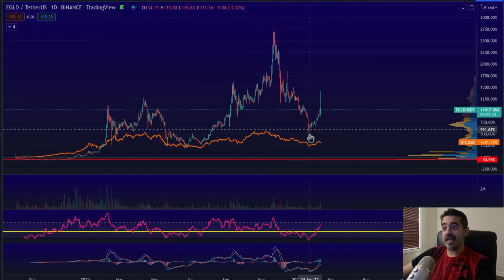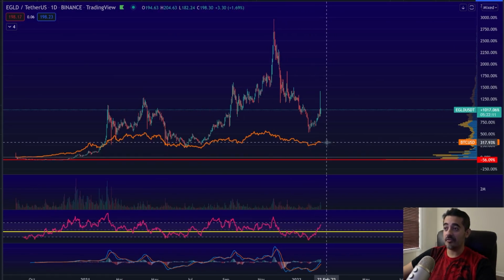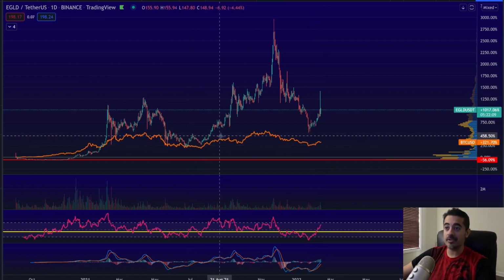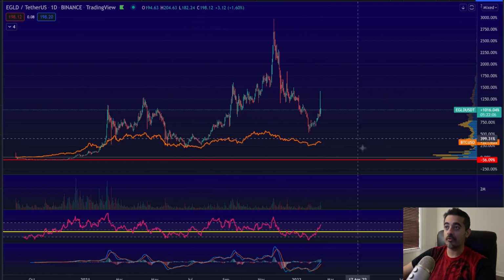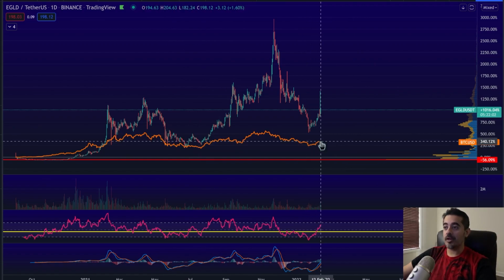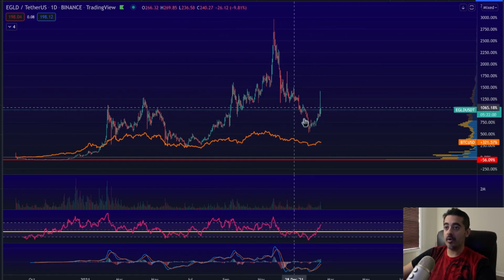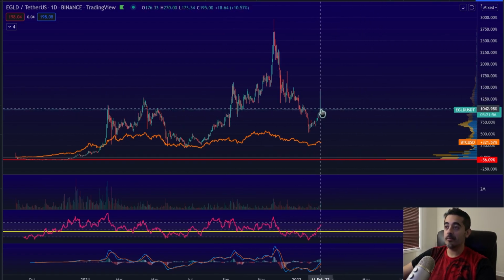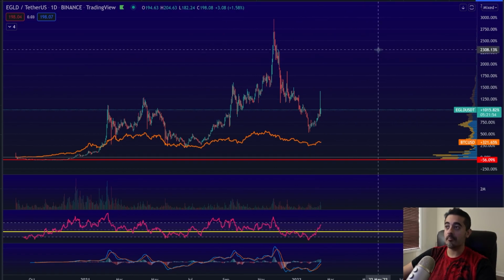And can we come back down and bounce off of this trend line? It's a possibility. That would take us back to the lows we saw before this run. But I don't think that's going to happen, because I think we're going to see Bitcoin rise and both of these kind of stabilize again together. And then we're going to see them move in tandem, or we're going to see EGLD jump much higher.